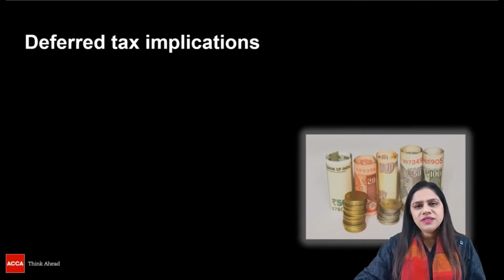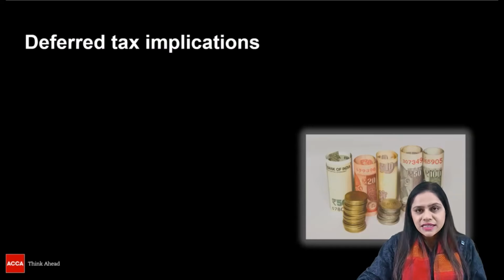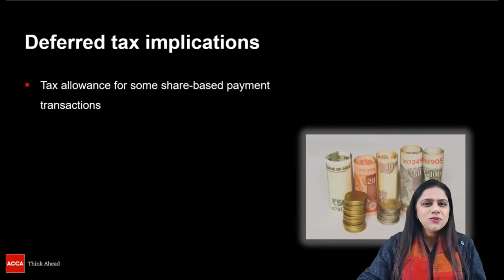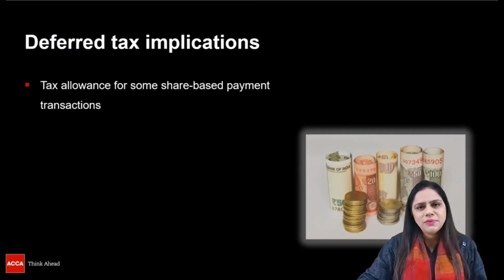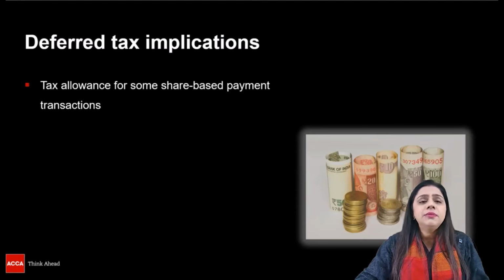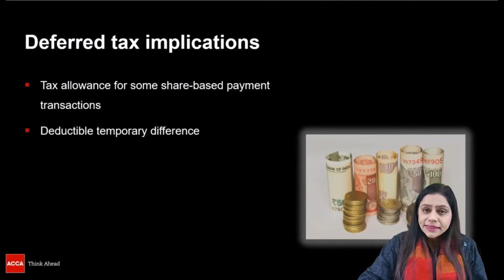Now, one more point that I want to touch upon before ending this video is the deferred tax implications. This is a very important part. See, deferred tax is covered under IAS 12. However, deferred tax is applied on different accounting treatments. So here we are going to discuss IFRS 2 because this is a very interesting accounting treatment that we come across. Now, a tax allowance may be provided for some share-based payment transactions. It totally depends on the legislation of the country in which we are operating. It leads to a deductible temporary difference.